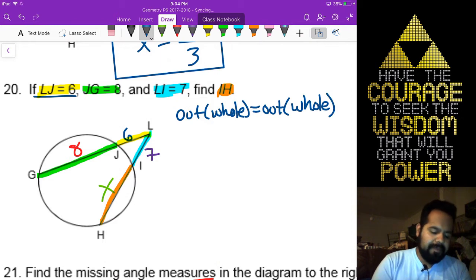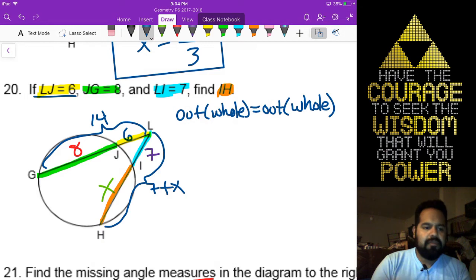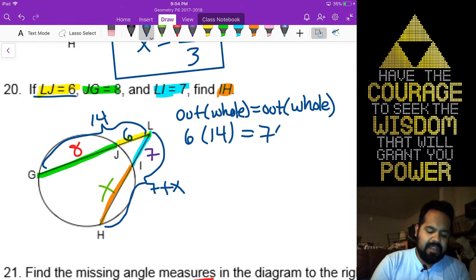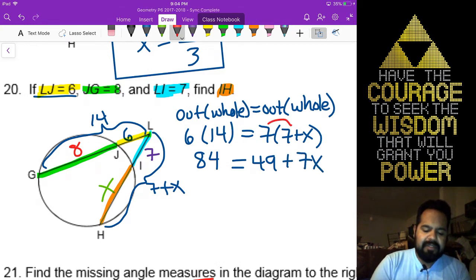So here we go. My whole length is 14. My whole length here is 7 plus x, or you could say x plus 7. Order doesn't matter, it's addition. So we're going to say 6 times 14 equals 7 times 7 plus x. Let's see here. 84 equals 49 plus 7x. Please don't forget to distribute this 7.